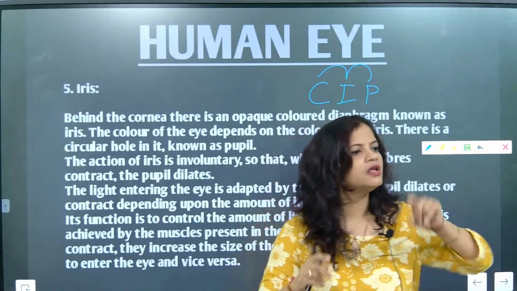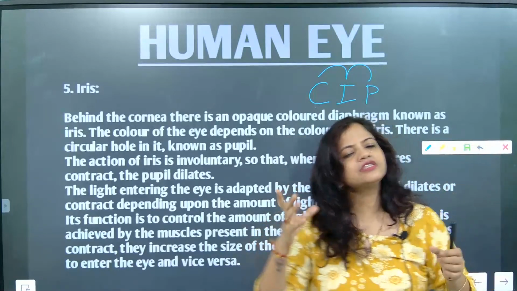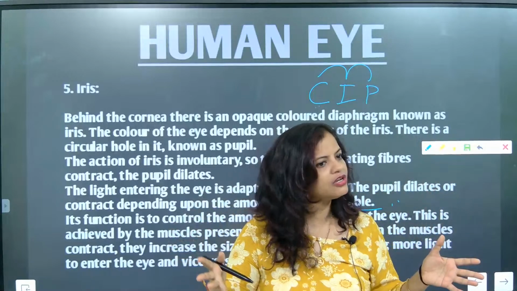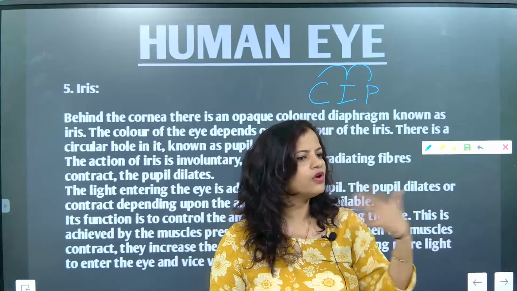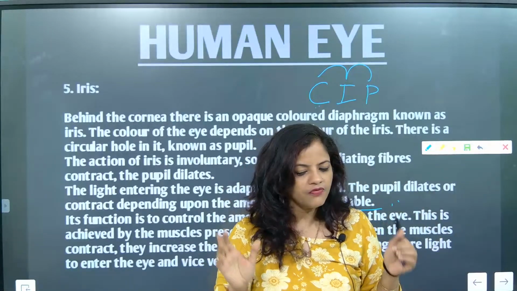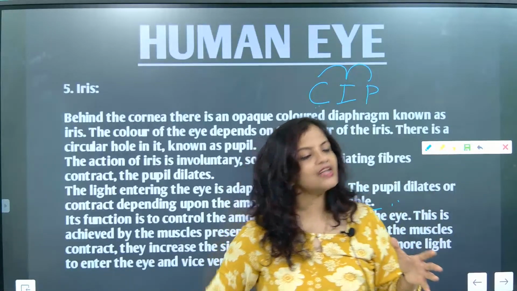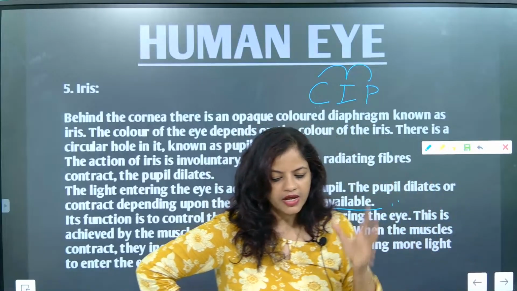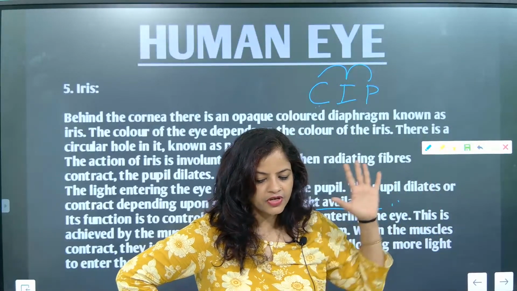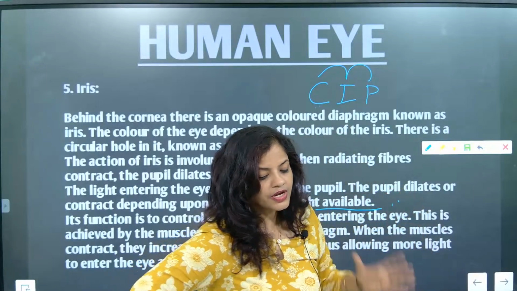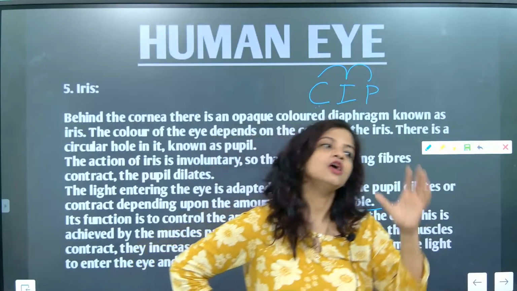So the shutter will get contracted. It is just like a camera shutter opening and closing. If the camera shutter is open, then only can we see the image. So it has to be contracted. First understanding I'm telling: it has to be contracted.